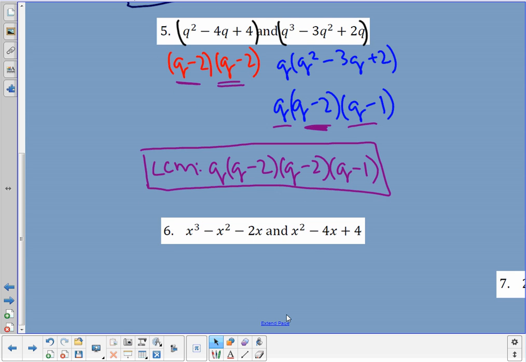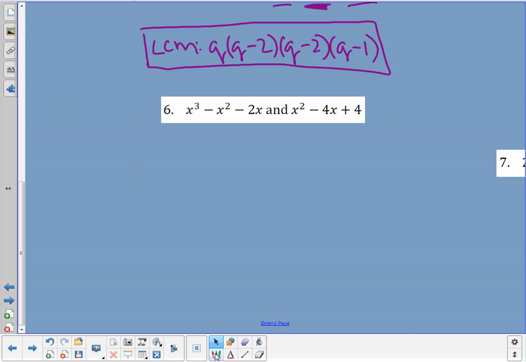There we go. And I also have x to the second minus 4x plus 4. So factoring on the left, got to start with the factoring. I have an x in all 3. I can take that out. That leaves me with x squared minus x minus 2.